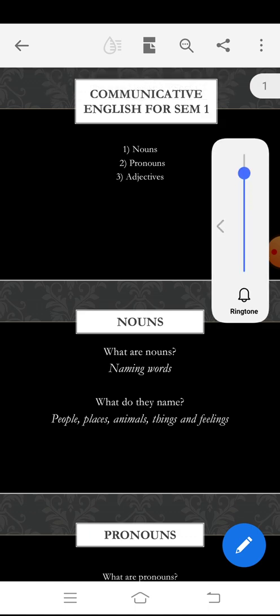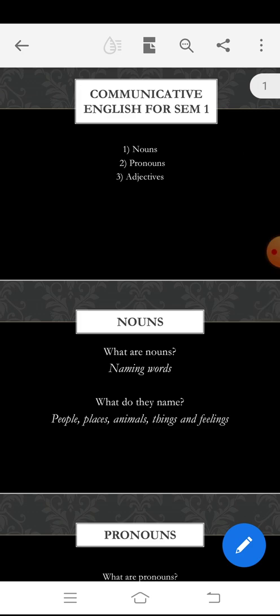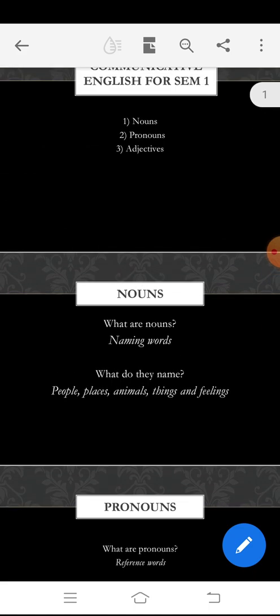Okay, so today's class will be about an introduction to the basic concepts of English. The first being nouns, second being pronouns, and the third being adjectives. So, what are nouns? Nouns are naming words. What do they name? They name people, places, animals, things, and feelings. Now, I'll give you an example of each of these.